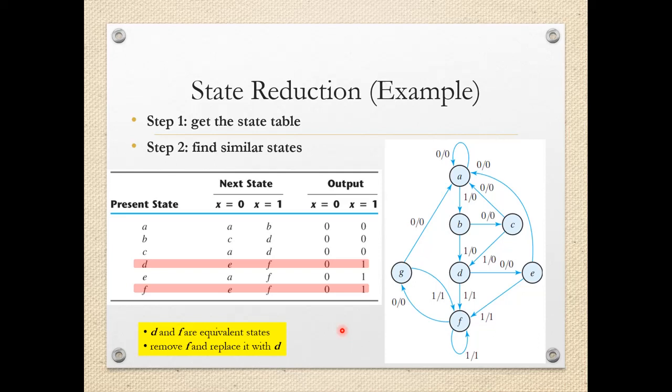So now this D and F, if we will compare, both are exactly same. So D and F are equivalent states. Remove F and replace it with D. So I can remove this last row. Now in this D row, you can see there is an entry F. Next state is F. Now as D and F are equivalent, I can write it over here as D.